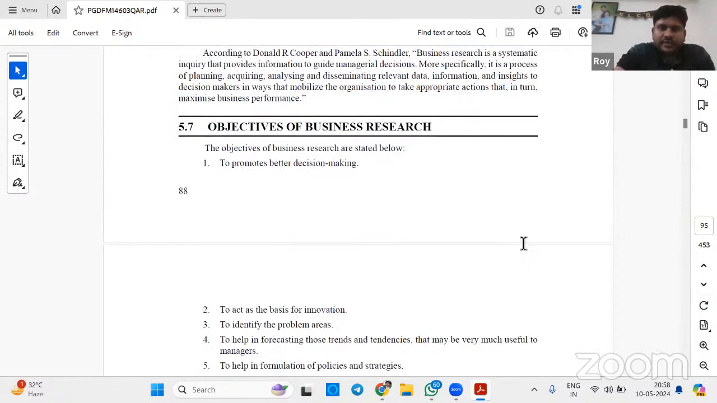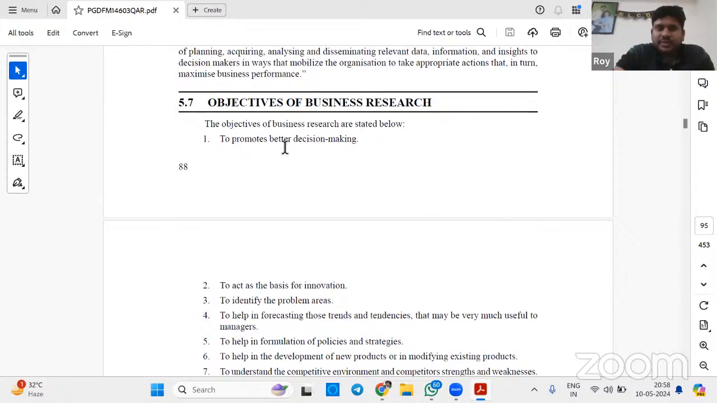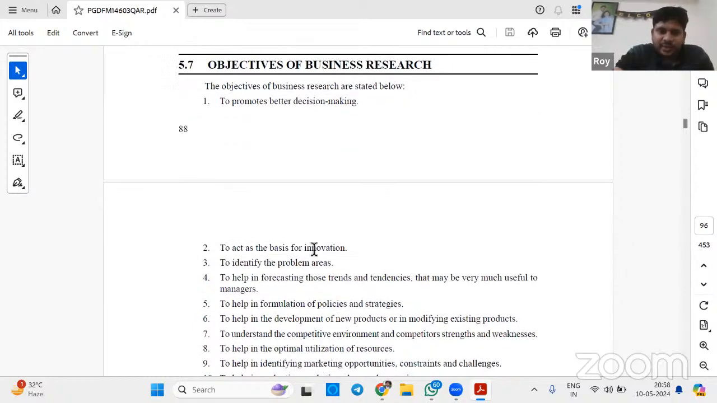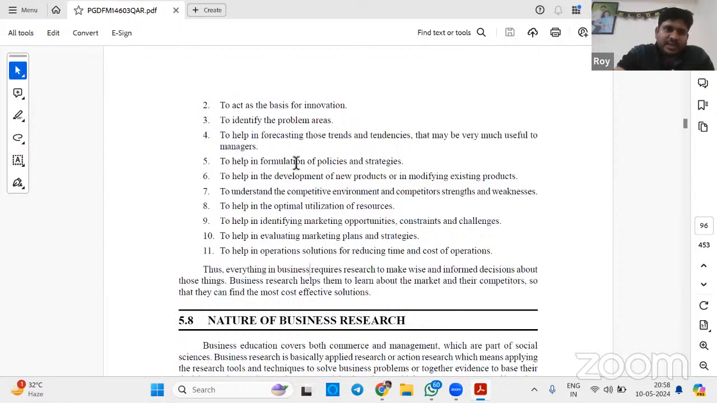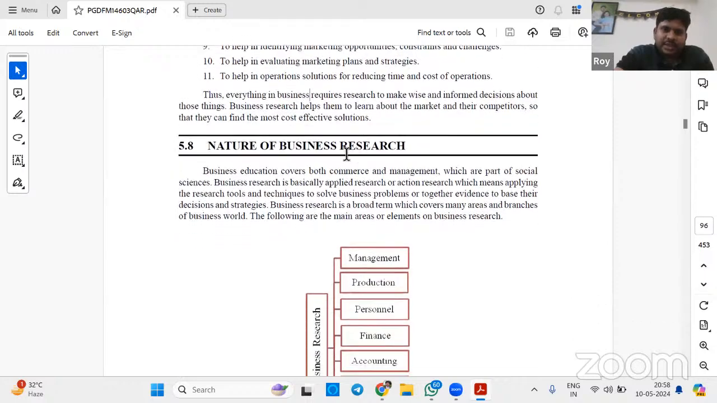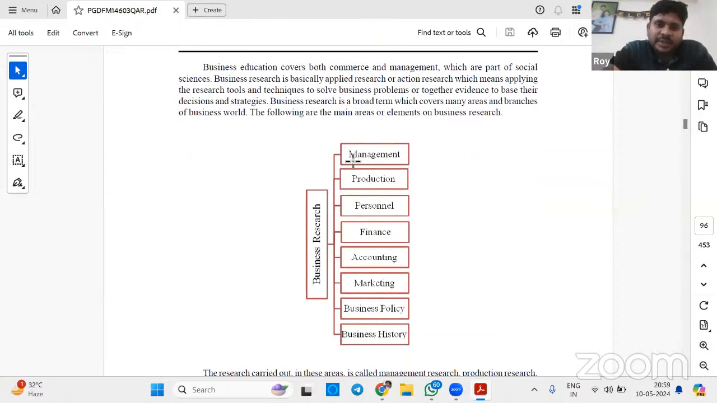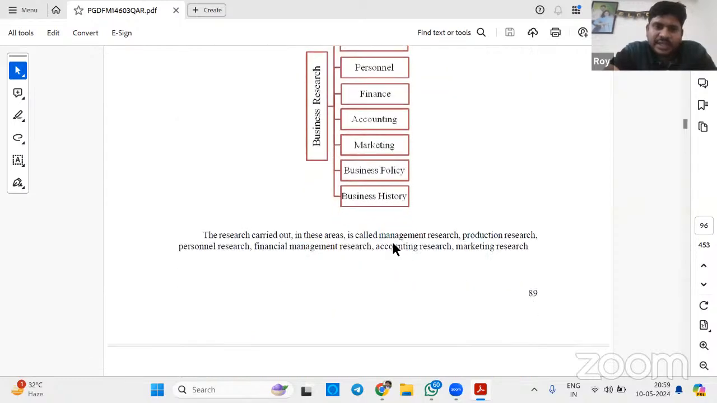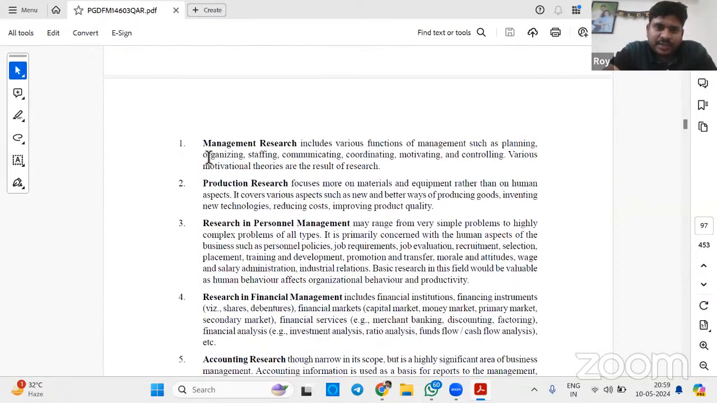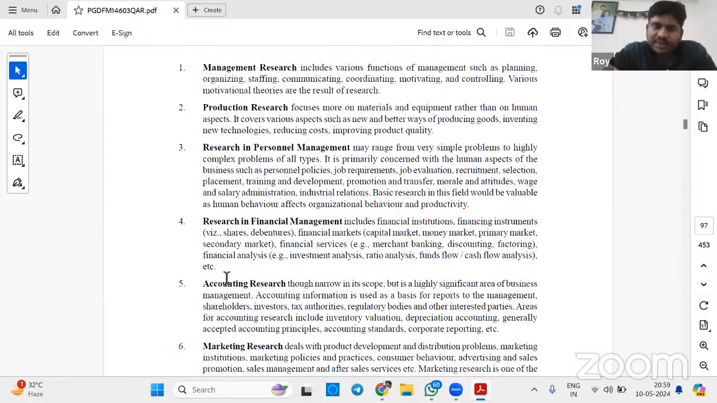Okay, you can study the other definitions. What are the objectives? Of course, we require better decision making for innovations, for problem areas, forecasting trends, and so on. You can study that. Now, what is the nature of business research? The nature means where it is related, how it is related, where it is applied. It can be applied to management, production, personnel, finance, accounting, marketing, business policy, and business history as well. You can see where it will be useful and what kind of method we will use.